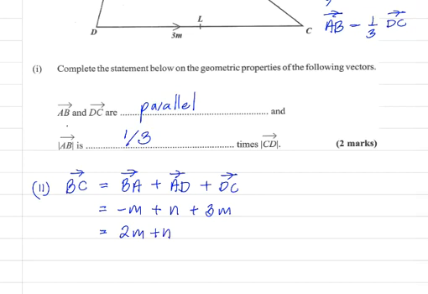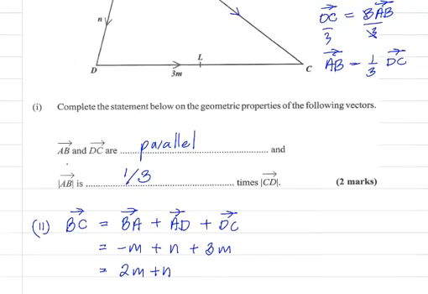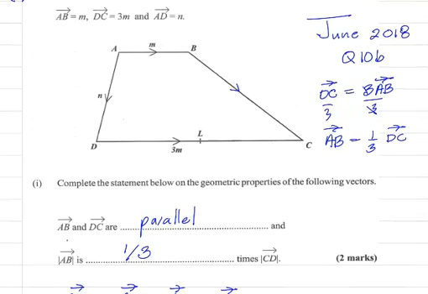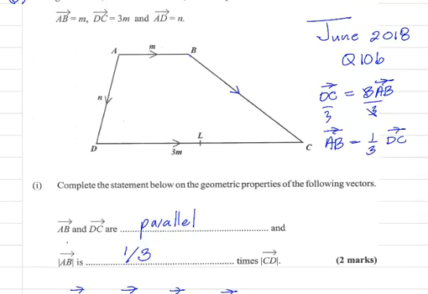The final thing we're asked to do, triple I: it says L is the midpoint of CD, and we're to find BL in terms of M and N. So let's draw some idea. L is the midpoint of CD, and we're to find the vector BL.